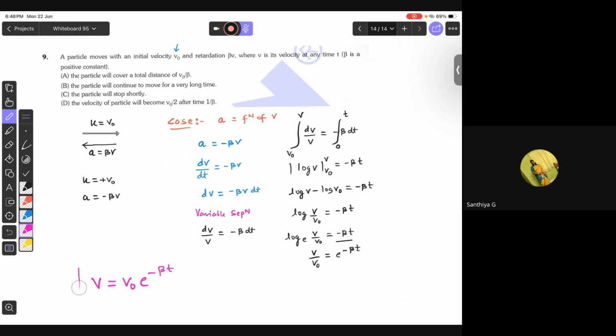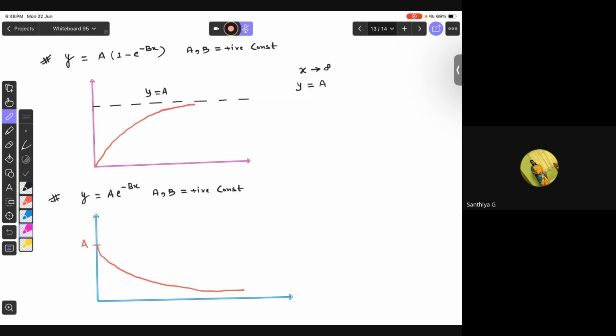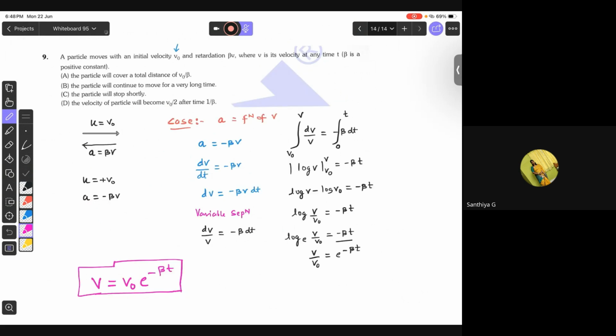So we get v equals v naught into e to the power minus beta t. Now tell me, what does this graph look like? Exponentially decreasing or not? It is y equals a into e power minus bx. When x tends to infinity, y tends to 0. And when x is equal to 0, y is equal to a. So it is the same kind of graph or not?